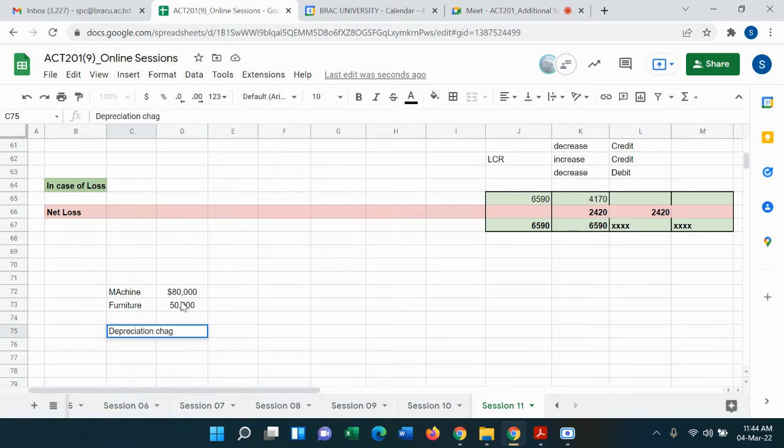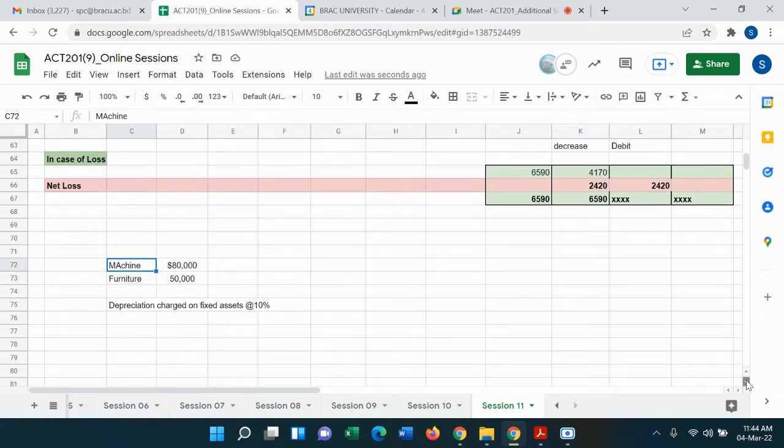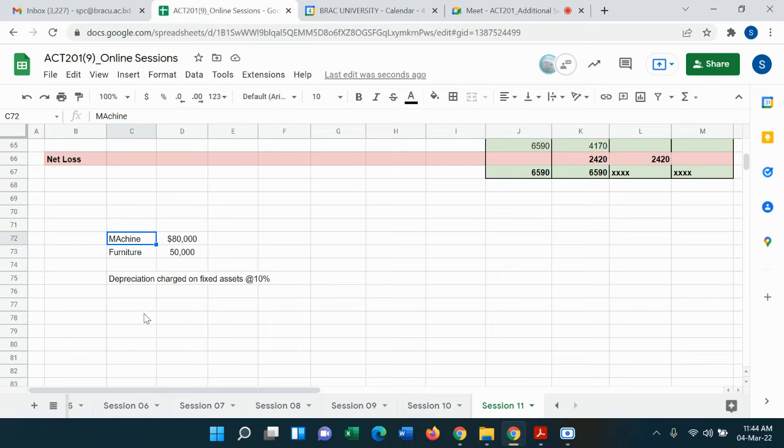Depreciation charged on fixed assets at the rate of 10%, for example. They have two fixed assets and they charge depreciation per year, for example, at 10%. So what should be the journal in that case?